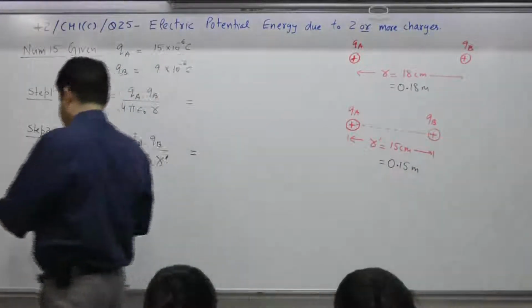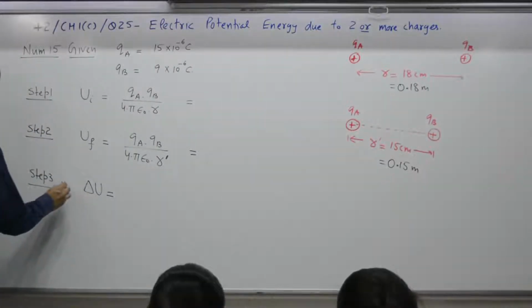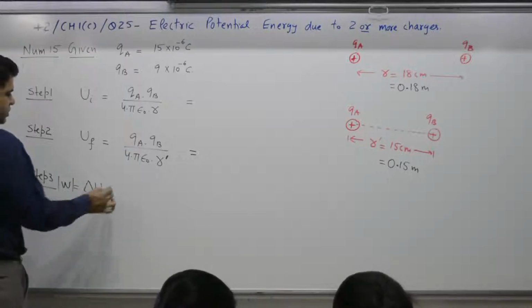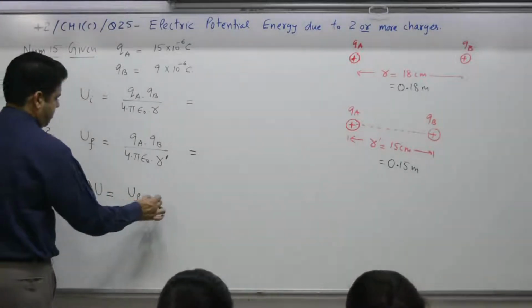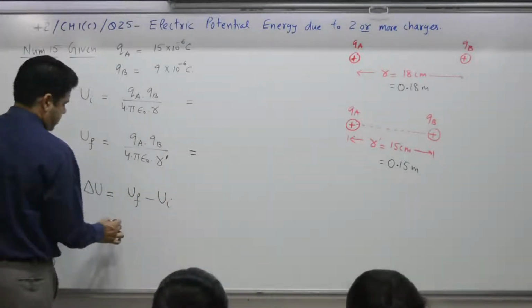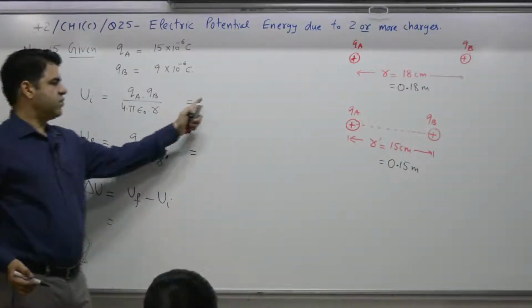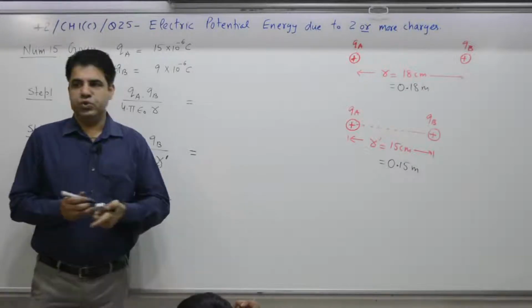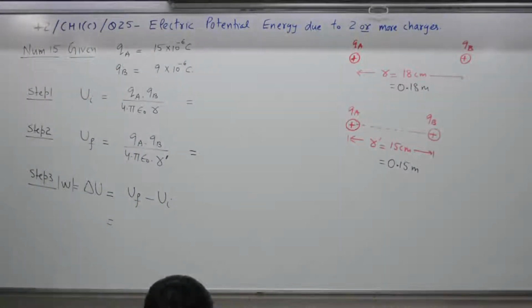So, the magnitude of the work done is equal to the increase in potential energy, which is U final minus U initial. Solve it. Find U initial in joule and U final in joule. 2 minutes for calculation.